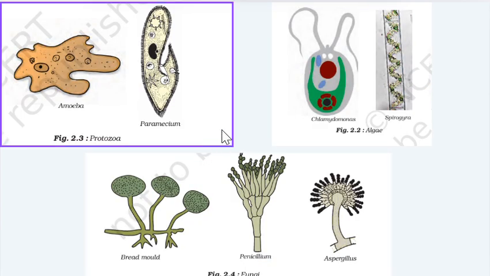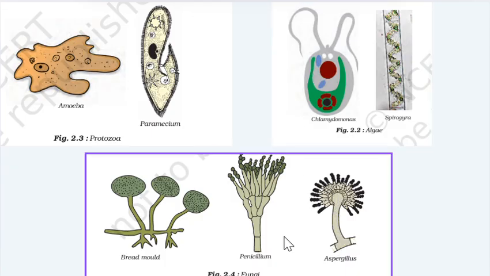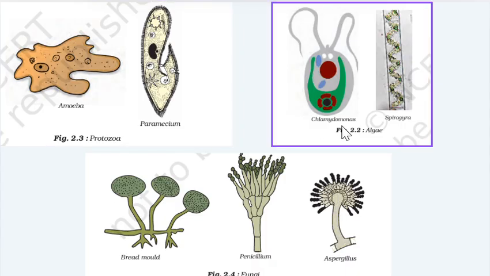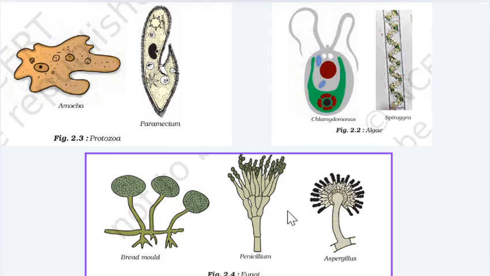Here also observe that you have protozoa, algae, and fungi. In protozoa, you have amoeba and paramecium. In algae, you have Chlamydomonas and Spirogyra. And in fungi, you have bread mold, penicillium, and aspergillus.